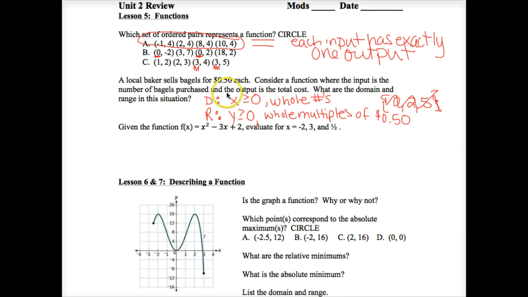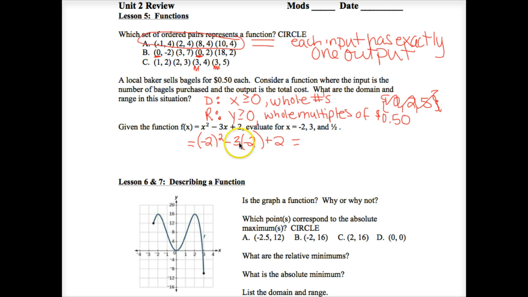All right, next one, evaluate for given values. I'm not going to go through all three of the values here. I'm just going to do the first one. But again, this is just plug it in and follow order of operations. The reason why I'm picking the first one is because it's a negative, and I want to remind you that when you are plugging in negative values, you need to put parentheses around them, because if you don't, your calculator is going to think the wrong thing.